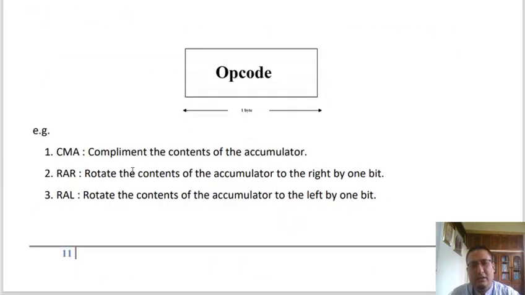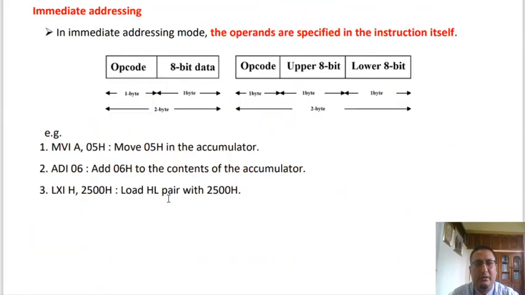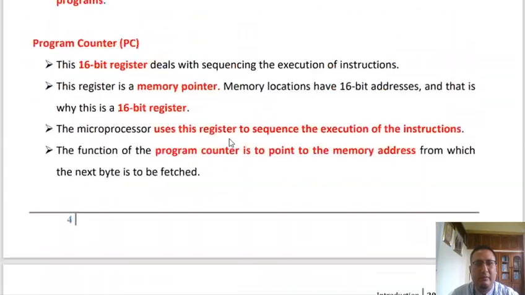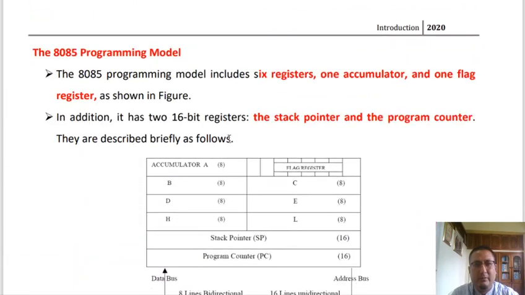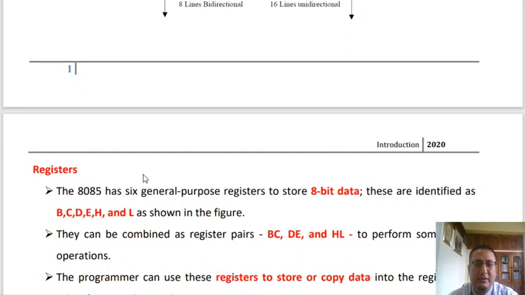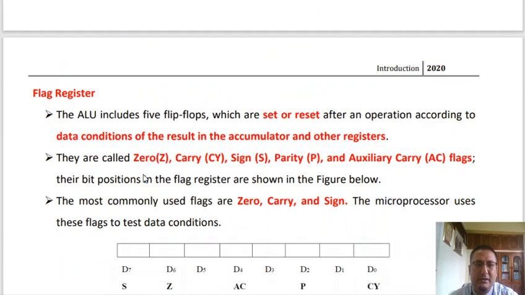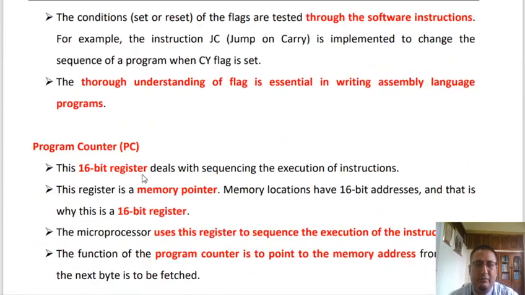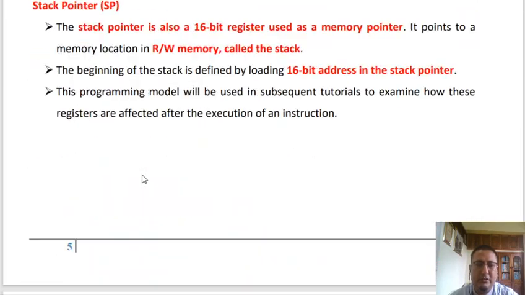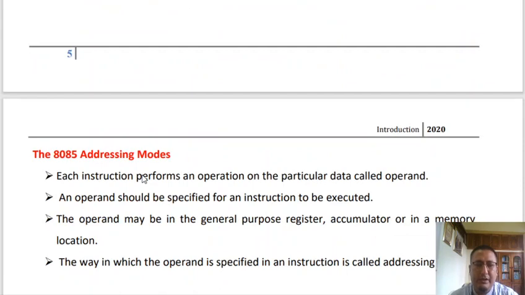So in today's class, we learned about the 8085 programming model and its components. It has 6 registers, 1 accumulator, 2 16-bit registers, and 1 flag register. We went through the diagrammatic representation of the programming model, discussed the various registers, the role of the accumulator and the flag register, and then moved on to the program counter and the stack pointer. Then we moved on to 8085 addressing modes.